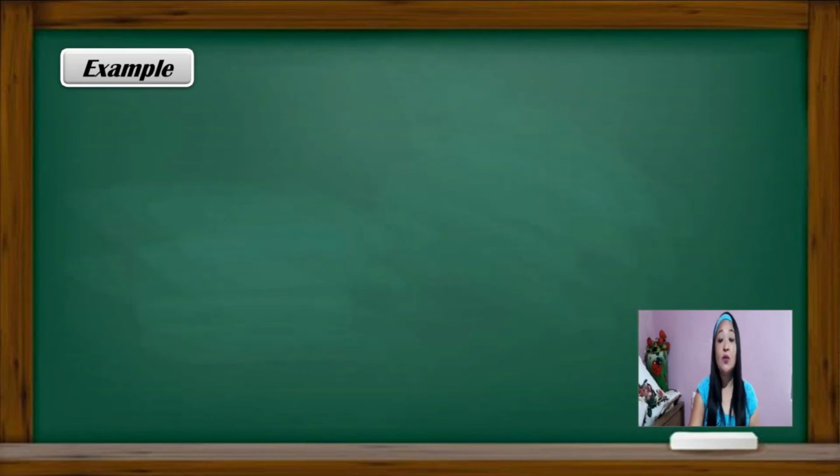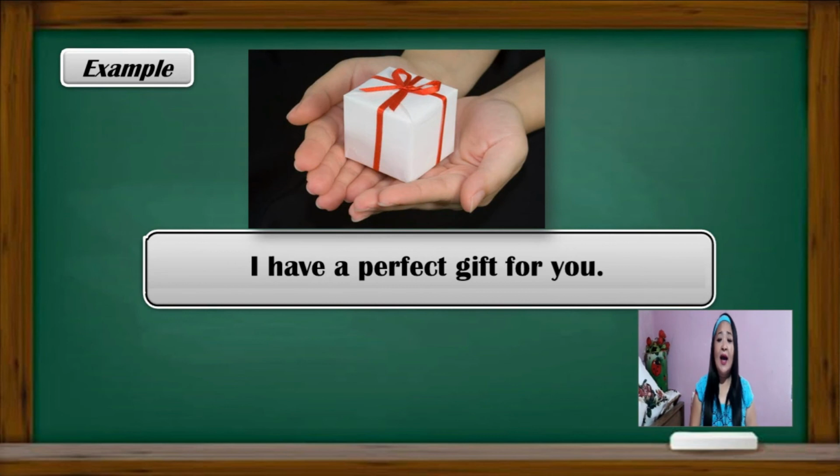All right. So one more example. I have a perfect gift for you. When I say I have a perfect gift for you, if I want, I can just say I have a gift for you, but instead I would say I have a perfect gift for you. The word perfect emphasizes the gift. That means the meaning becomes more stressful. I could have just said, I have brought a gift for you.